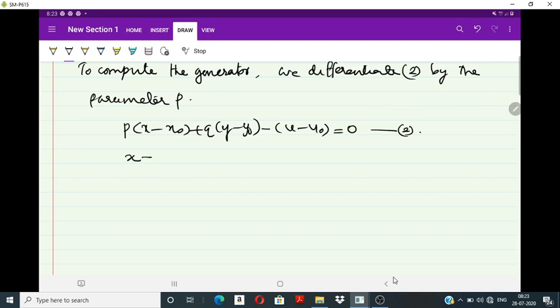The first term will become x minus x naught. Now we know that q at x naught, y naught, u naught is a function of p. So when we are differentiating with respect to p, this will be x minus x naught plus dq by dp times y minus y naught, and minus u naught differentiates to 0. With respect to p, this is equal to 0. Let this be equation number 4.